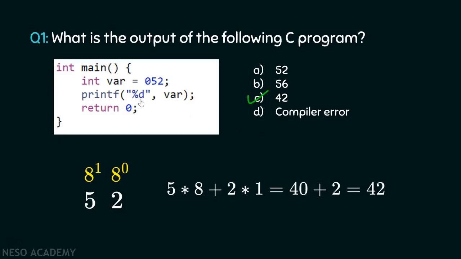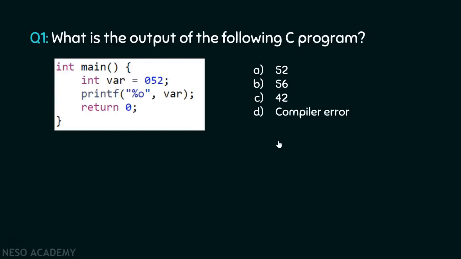We are trying to print a decimal value, right? And not an octal value. Therefore, we need to convert this octal value to a decimal value. And this is the conversion process we are performing over here. And this gives us the answer 42, which is the decimal value corresponding to the octal value 52. That is why the answer is 42 and not 52. Please be careful.